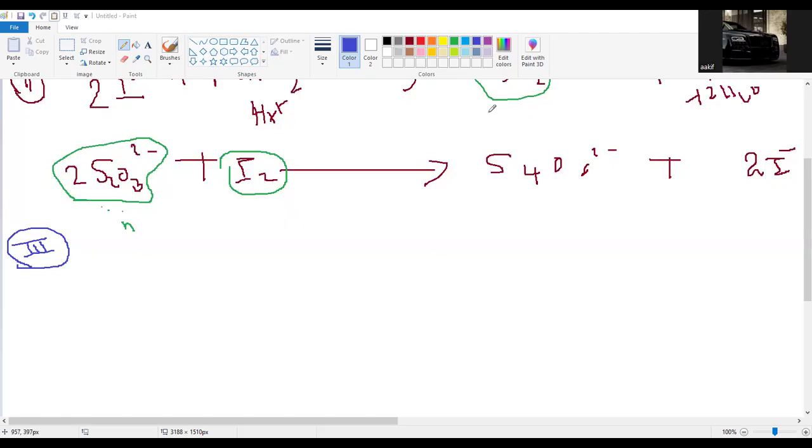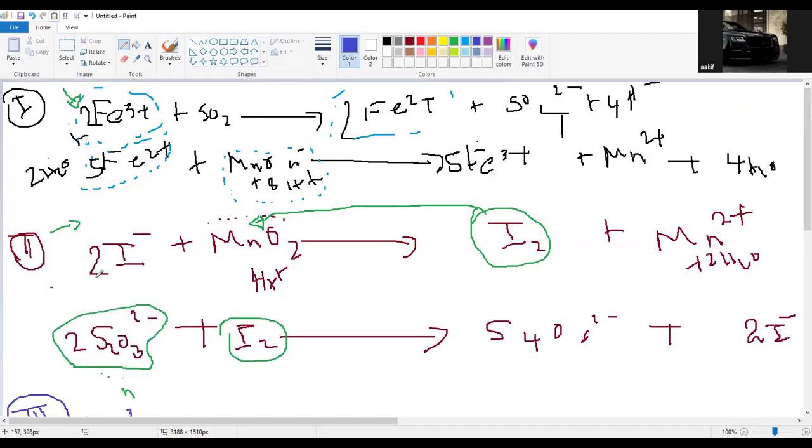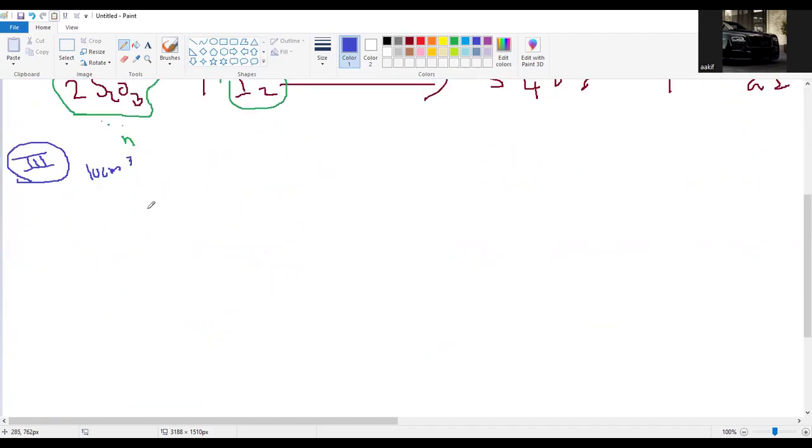Excess barium chloride was added to another 10 cubic centimeter sample. Now here they are taking a 10 cubic centimeter sample. Earlier they took 50, but now they are taking 10. And then they put barium chloride.